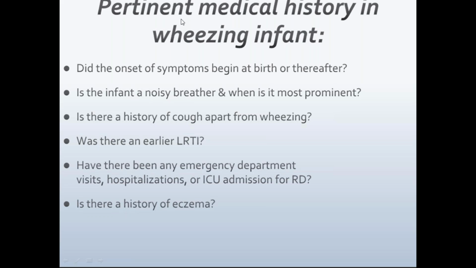Next: did the onset of symptoms begin at birth or thereafter? One should know the time of onset of these symptoms. Is the infant a noisy breather? When is it most prominent, and are there any variations like diurnal variations? One must ask. Is there a history of cough apart from wheezing? Is the child purely wheezing, or also having a history of cough? That also one must ask, to rule out lower respiratory tract infections.